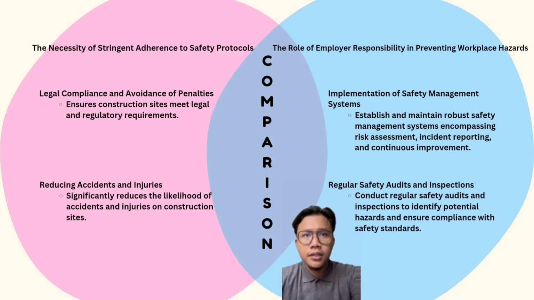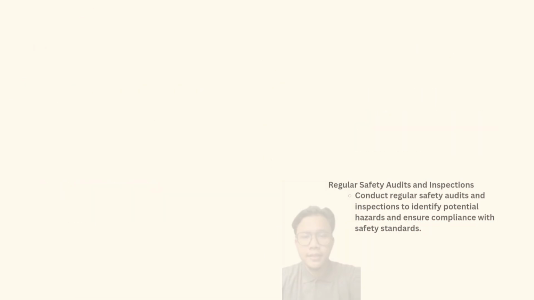For the stringent adherence to safety protocol, it is to reduce accidents and injury, significantly reducing the likelihood of accidents and injury on construction sites. For the role of employer responsibility, the regular safety audits and inspection is to conduct regular safety audits and inspection to identify potential hazards and to ensure compliance with safety standards.